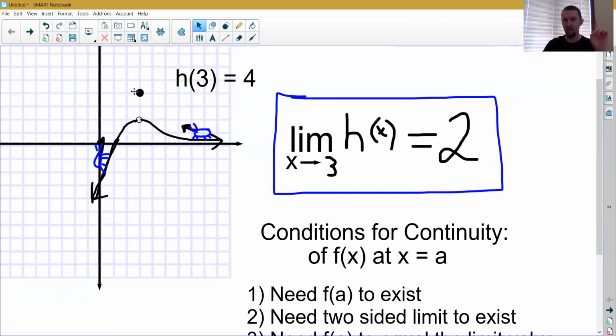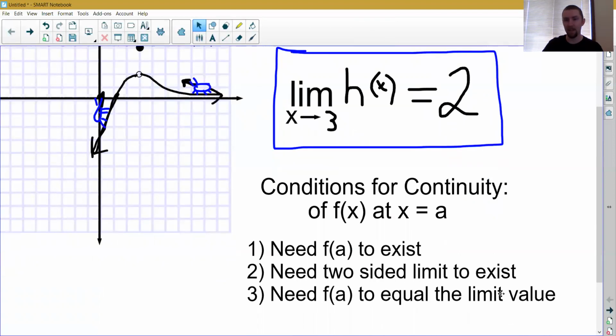Do we have a two-sided limit at x equals 3? Yes, we do. It's right here. The two-sided limit at x equals 3 is 2. Both bugs think they're getting there. Are the function's value and the two-sided limit value the same? No, they're not, right? One is 2, one is 4. So we would say the function's value is not equal to the limit value. Therefore, we fail condition 3, and this function is not continuous at x equals 3.